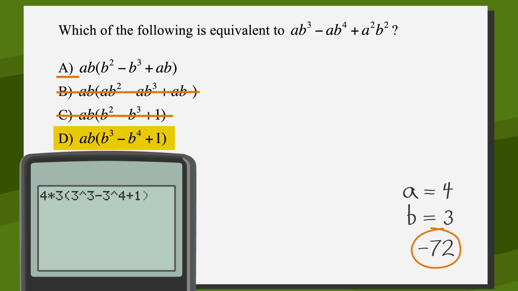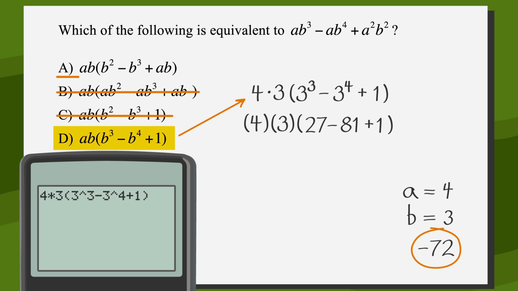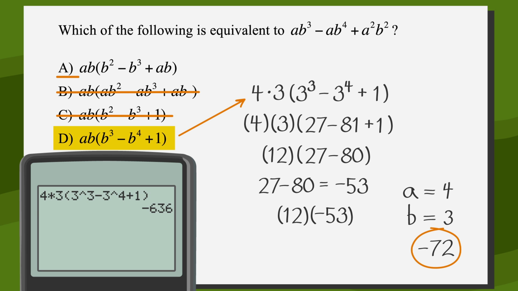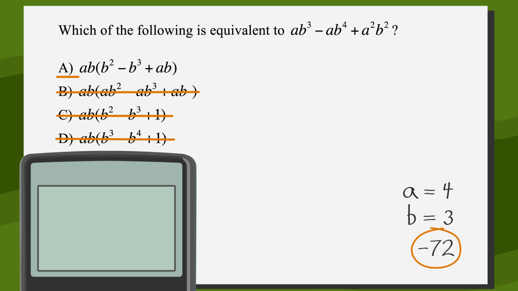Answer choice D becomes 4 times 3 multiplied by 3 cubed minus 3 to the fourth plus 1, which becomes 4 times 3 times 27 minus 81 plus 1. Well, let's simplify that just a bit to 12 times 27 minus 80. Let's do the subtraction to get negative 53. 12 times negative 53 is clearly not negative 72, so cross off D as well. Answer choice A is the only one that gives us negative 72. Without a doubt, that's our answer.